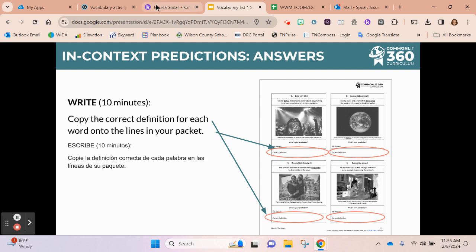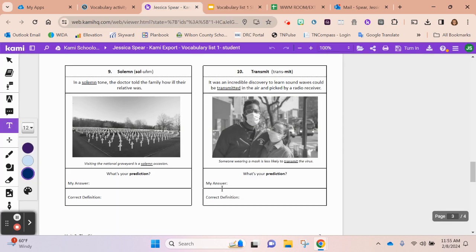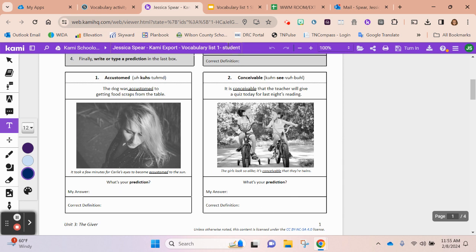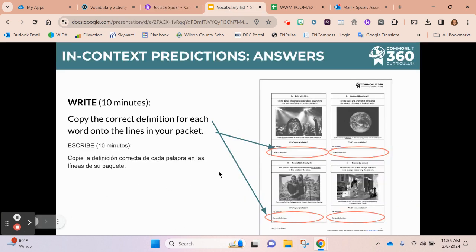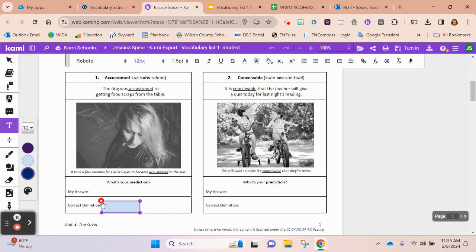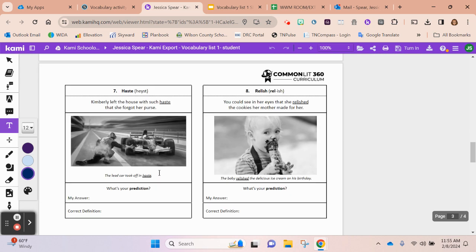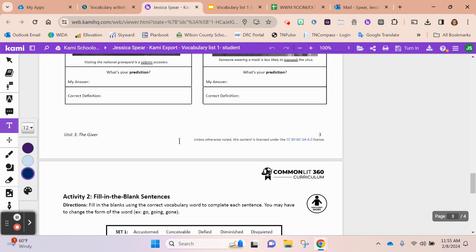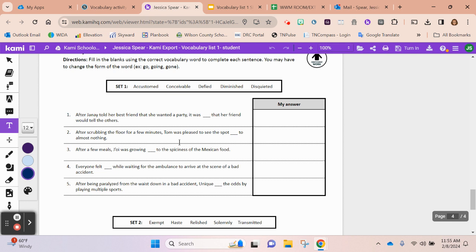And then after you have predicted all 10, I want you to go back to number 2 on conceivable. And you're going to go to the next slide, which is slide 21. That's where you will begin reading the correct dictionary definitions, and you will go back and add those in here. Okay? When you are finished with that, use all of that information that you've done for the first 3 pages to help you answer the next page.